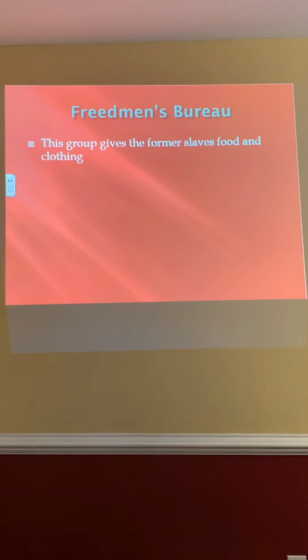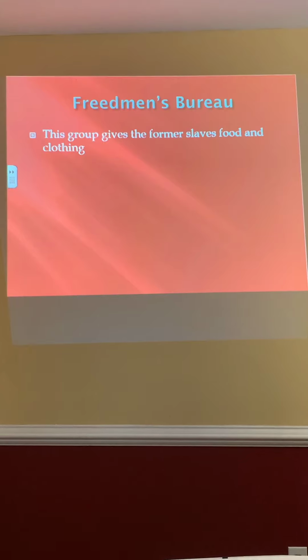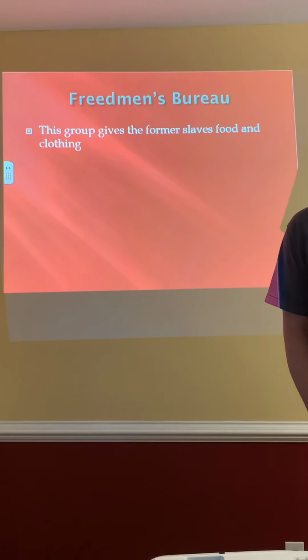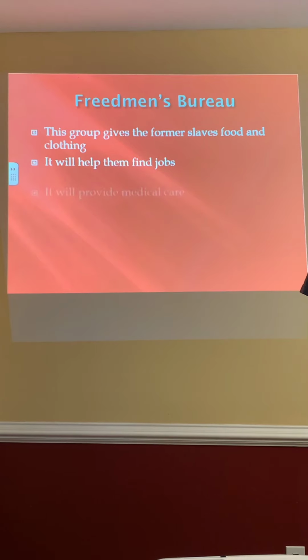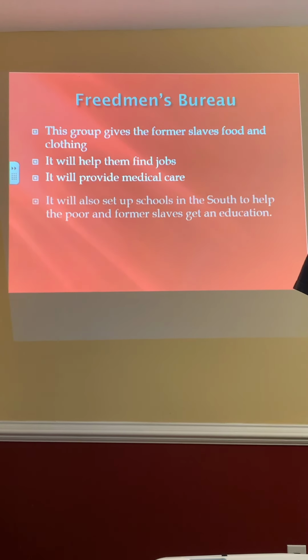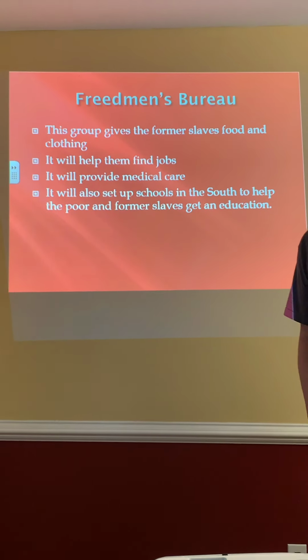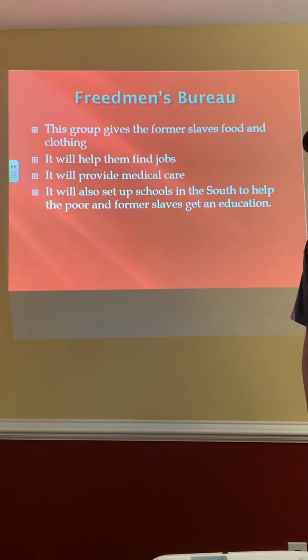There's going to be this thing called the Freedmen's Bureau, which is basically a group that comes along and is going to give former slaves food and clothing. It's going to help them find jobs. It's going to provide them medical care. It's going to set up schools in the South that are really going to help people get an education.